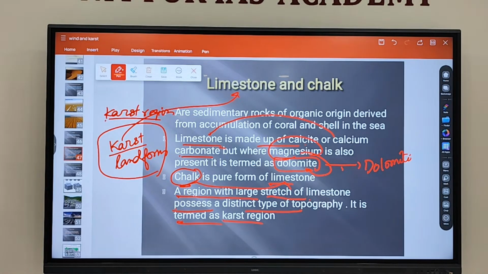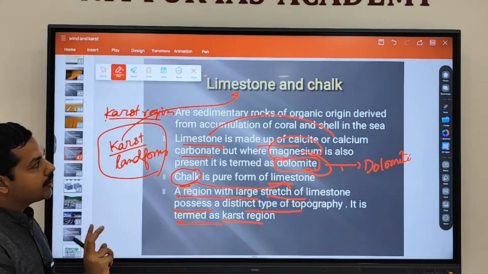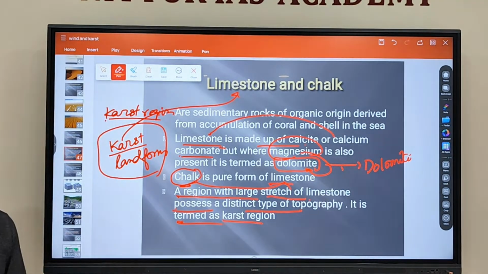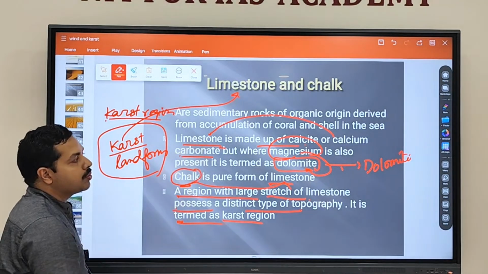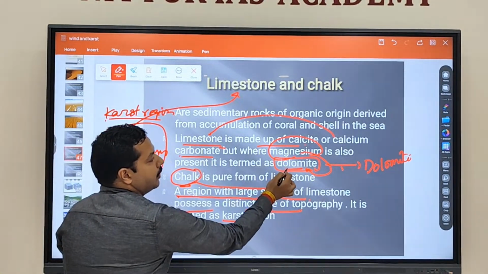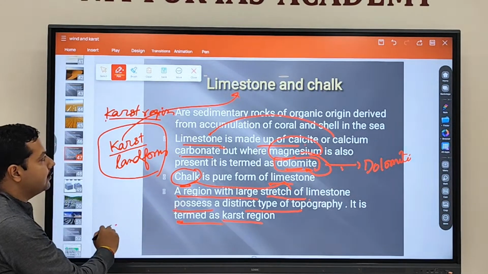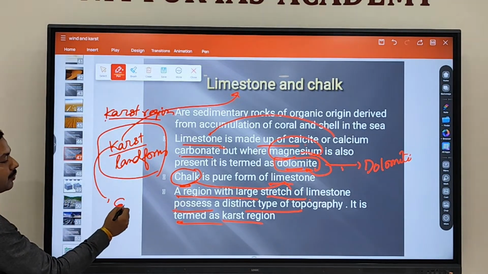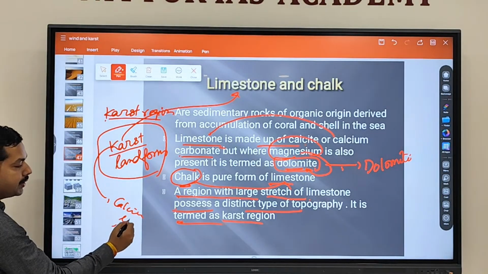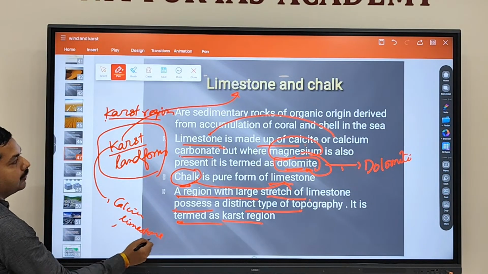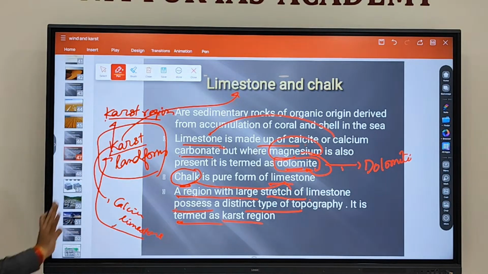So what you have to keep in mind is what is limestone? Limestone we have already discussed. It is a kind of which type of rock? Sedimentary rocks. Limestone is made up of calcium carbonate, but when magnesium is present, it is going to be called a dolomite. And a region where a large amount of calcium carbonate or limestone is present, this region we call a karst region.